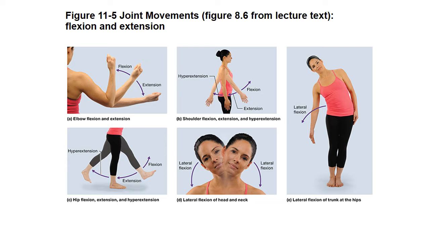So here's flexing your elbow. Here's the shoulder. You have flexion, extension, and hyperextension. Notice that flexion is this way, extension is the arm straight down, and hyperextension is the arm going back. Now, if you stand in the standard anatomical position, you are in a position of extension.